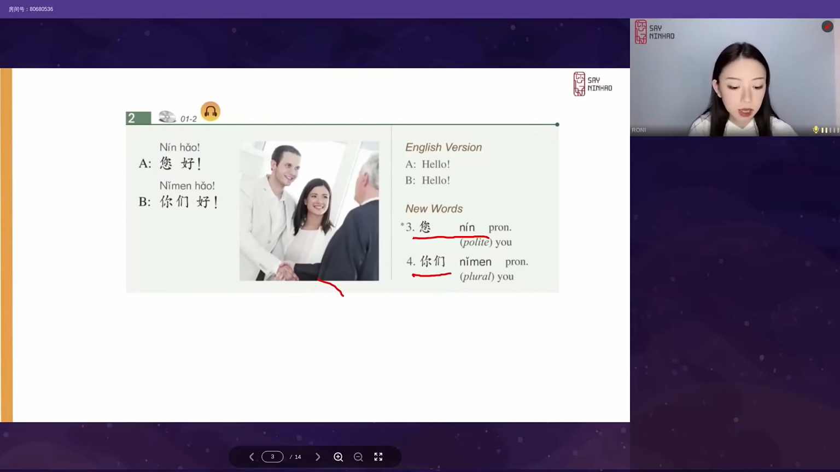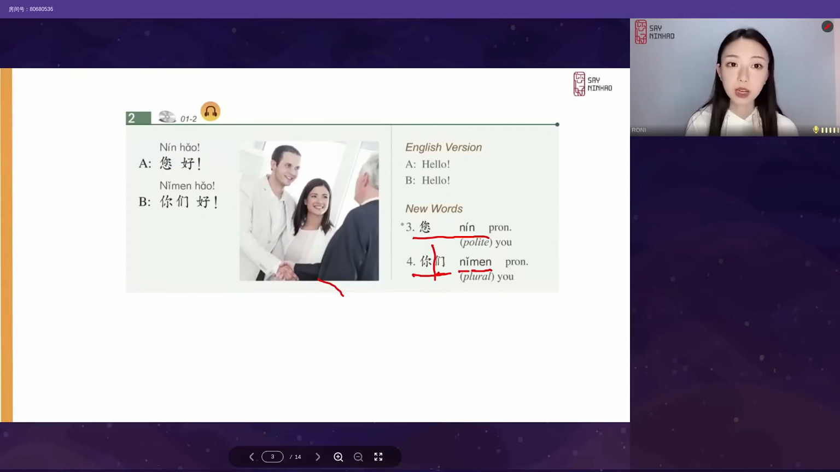Next one, 你们. 2 characters. First one is 你, we all know that means you. And next one is 们. We can see there is no tone mark on this pinyin, which means this is a neutral tone. So for the neutral tone, we should read it soft and quick. We shouldn't read it with a full tone.